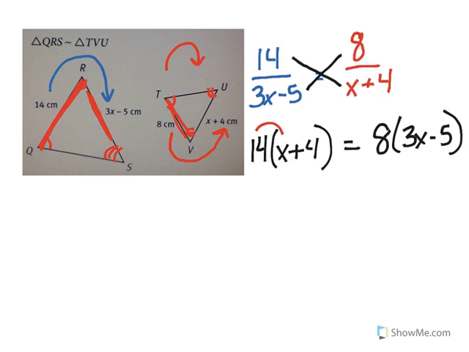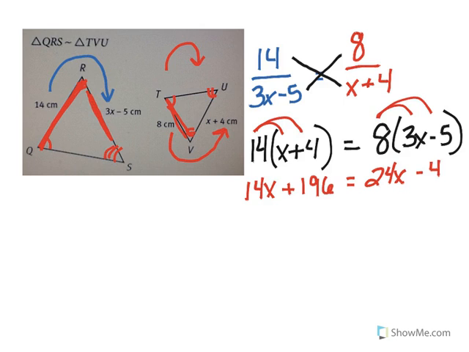So 14 times x, 14 times 4, 8 times 3x, and 8 times negative 5. Okay, I'm going to get rid of my smallest variable, and all I have left over here is 196. Get rid of that 14x, and what I have left over here is 10x and a negative 40.